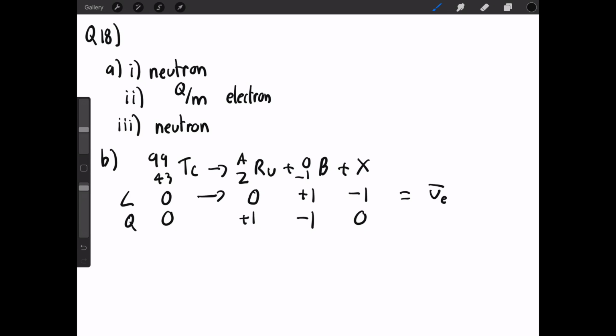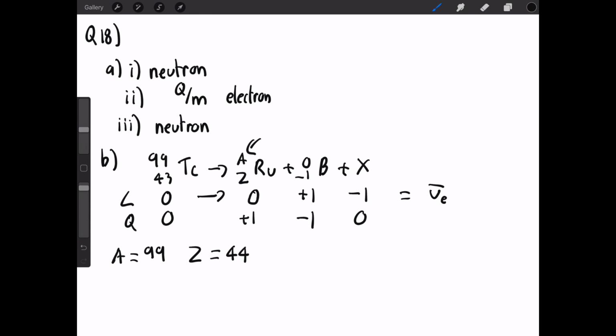Next bit, we need to identify what A and Z are. So A, this one up here, well, A is going to remain the same in beta decay. A neutron turns into a proton, so there's no change in the nucleon number, so that will be 99. And Z, well, in beta minus decay, a neutron turns into a proton, so we get 1 extra proton. That's simply going to be 44.